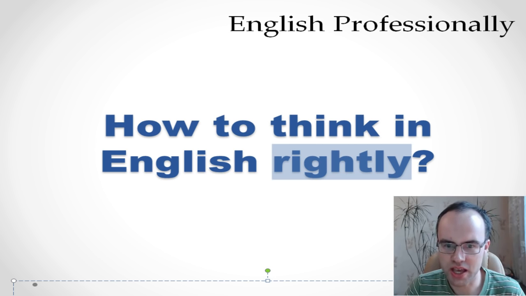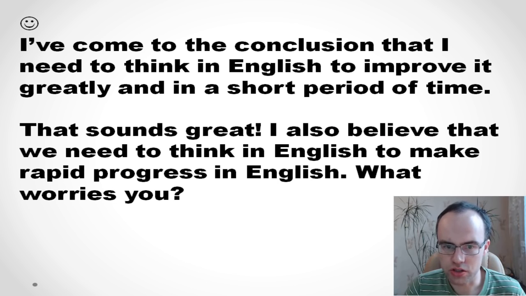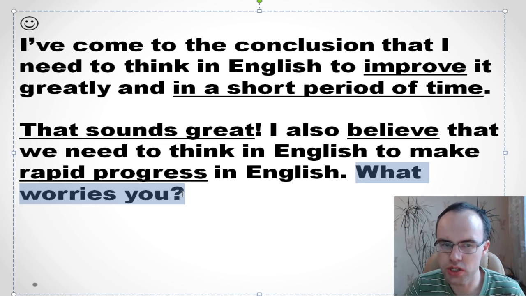Many people think in English, but they do it wrongly, and they don't have a good result. Really, I've come to the conclusion that in English, rapid means fast, to make rapid progress in English, but this phrase is very natural. Rapid progress in English. What worries you? The structure is correct. So what worries you? So what's the problem?